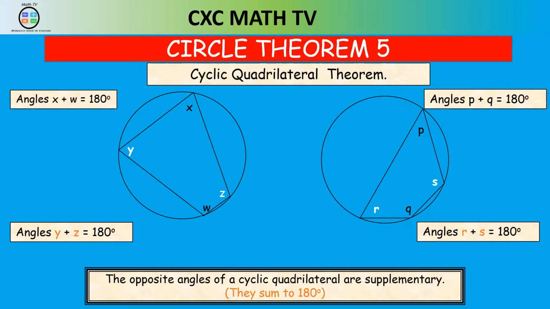So on the diagram on the left, we see that x plus w, those are opposite angles, that's 180, and y plus z, that's 180. On the right, p plus q is 180, and r plus s is 180. So opposite angles in a cyclic quadrilateral are supplementary, or we say they sum to 180.